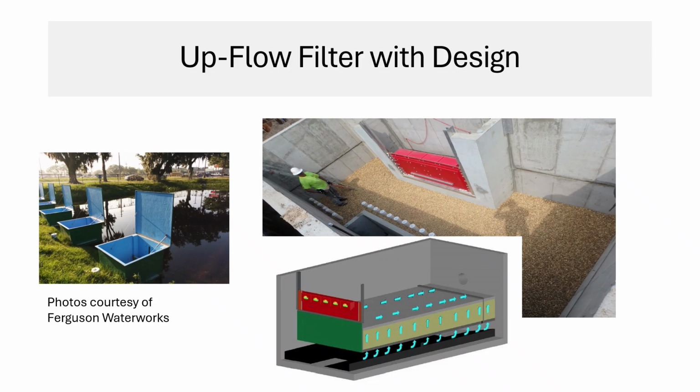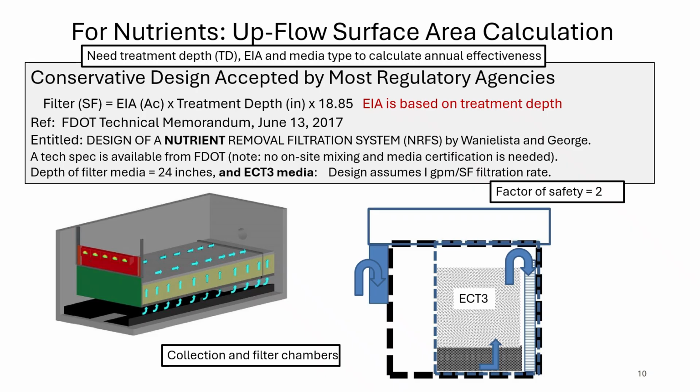These photos, courtesy of Ferguson Waterworks, give us a real-world look at how an upflow filter is designed and constructed in the field. When designing a nutrient removal filtration system, the surface area of the filter is calculated using a specific formula that ties together the effective impervious area, the treatment depth, and a constant of 18.85. The effective impervious area, or EIA, is determined based on the treatment depth you're working with, and that relationship is important to understand before applying the formula.